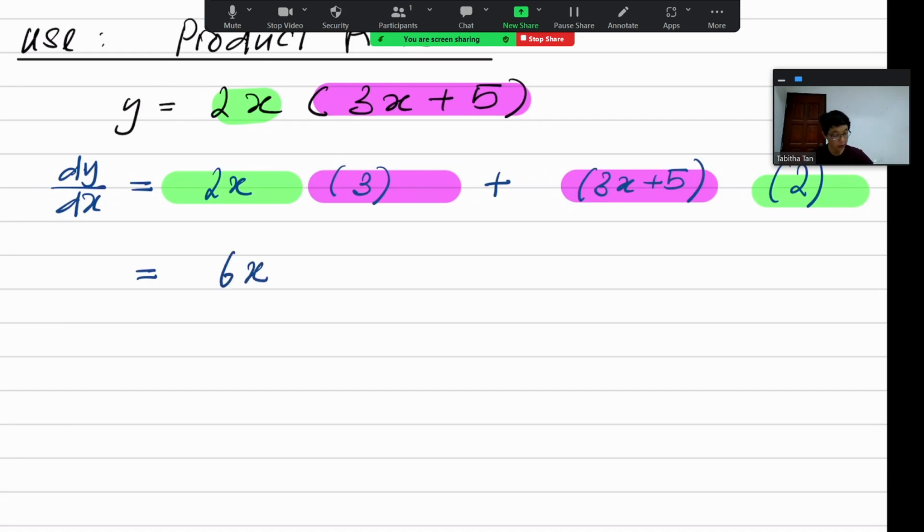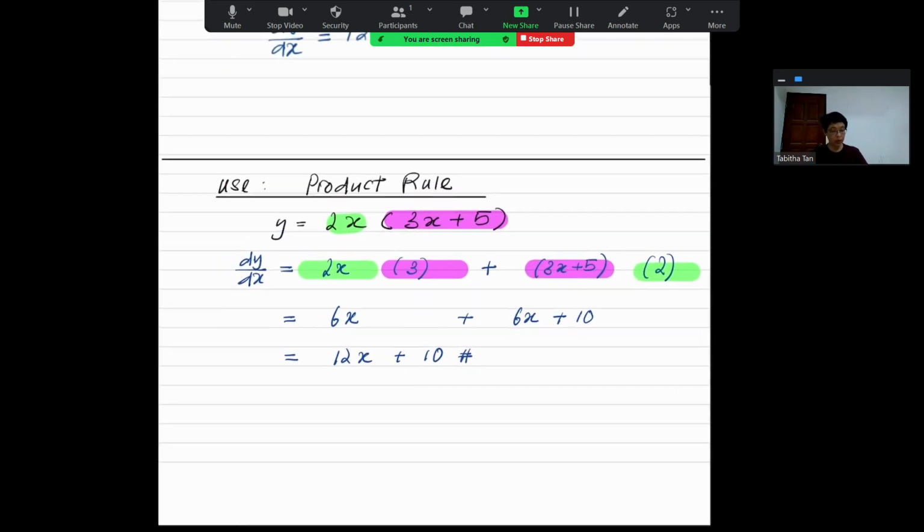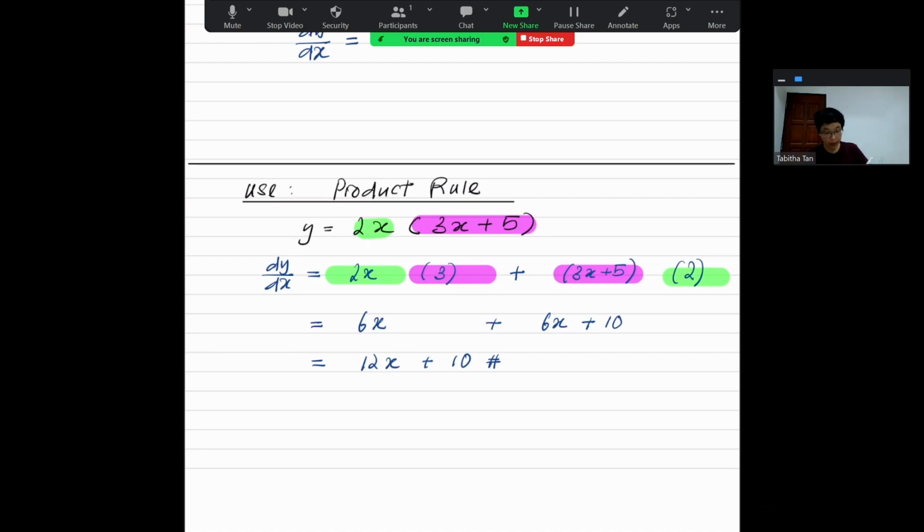Then followed by simplify: 2x times 3, awesome, 3x. Then here you got 2 times 3x, expand the bracket, so you got 6x, and then 2 times 5, you got positive 10. Okay, combine the like terms, 6x and 6x, you got 12x, plus 10. That's it. If you take a look at the final results, they are the same. dy dx, the result is 12x plus 10.